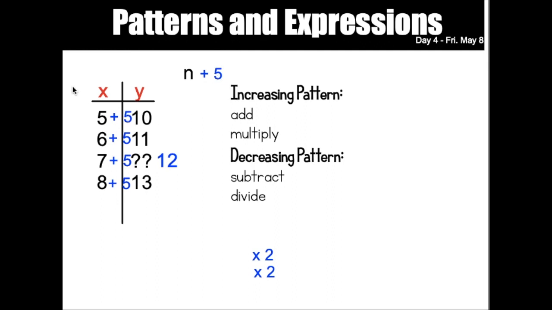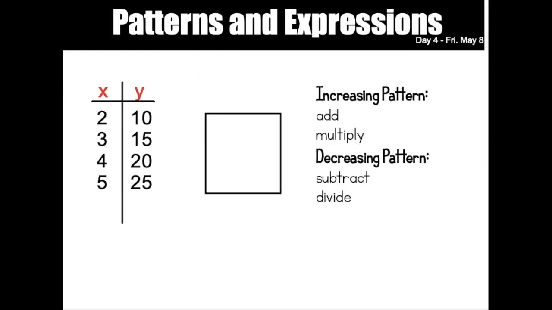Let's look at another example together. Okay, so x is 2, y is 10. If I start at 3, I end up with 15. I start at 4, I end up with 20. I start at 5, I end up with 25. First, I want to ask myself if this is an increasing or decreasing pattern. It is, again, an increasing pattern because the number I'm starting with, I'm doing something to it, and I'm ending up with a larger number. So I'm going to be looking at adding or multiplying. So I ask myself, what do I do to 2 to get to 10? Well, I can add 8. 2 plus 8 is 10.